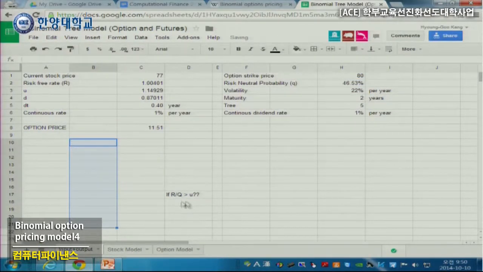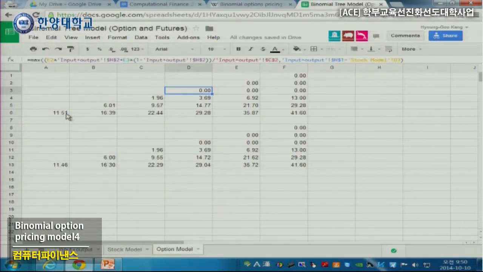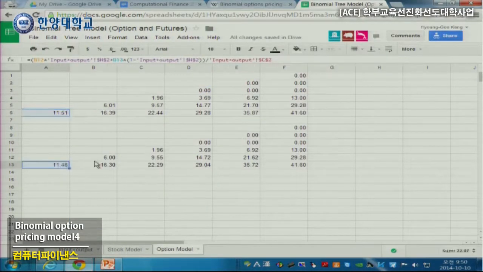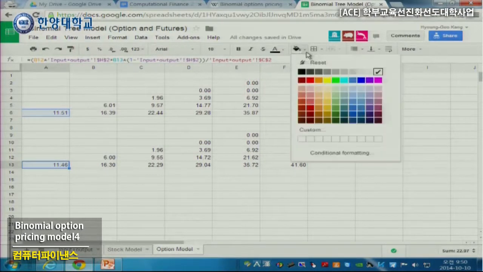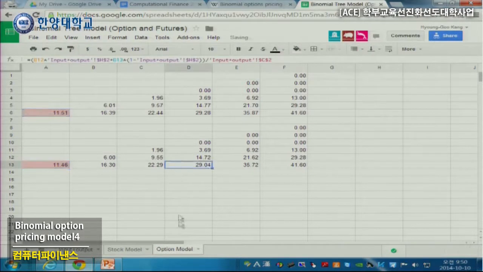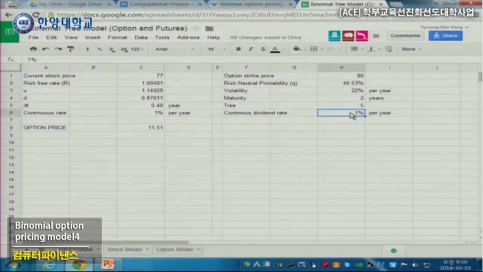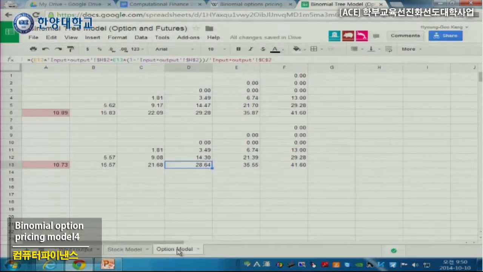So let's compare. In the option model, this is the European option, and this is the American option. This is the European and American option price, and then it looks like this. And if we change the dividend rate to 0, yes, they will go down.